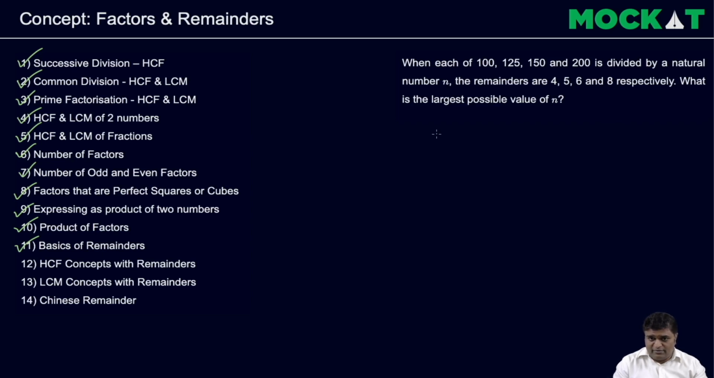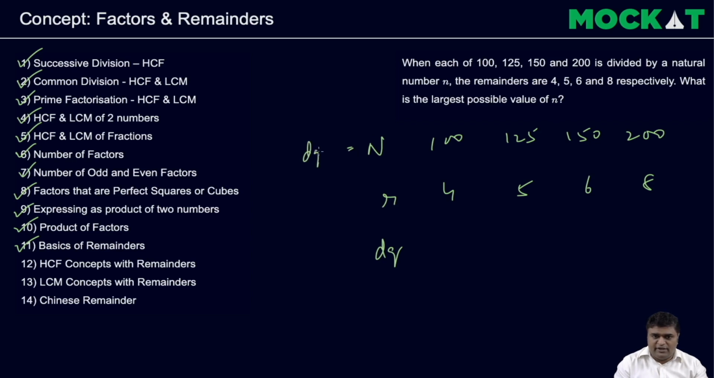Here you'd be given the numbers 100, 125, 150 and 200, and when divided by the same number n, the remainders are going to be 4, 5, 6 and 8. These are your remainders and these are your numbers, right? So if you subtract the remainder, you're going to get the dq, because the numbers are in the format of dq plus r. So subtract these and you get 96, 120, 144 and 192.